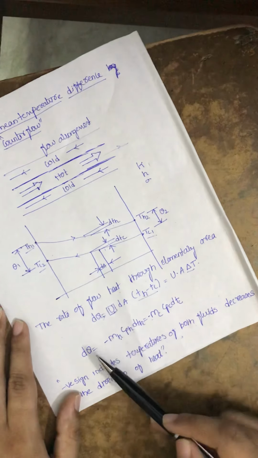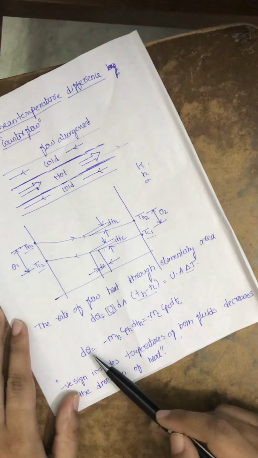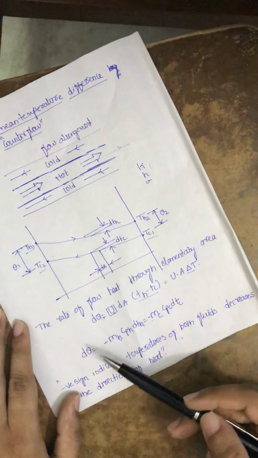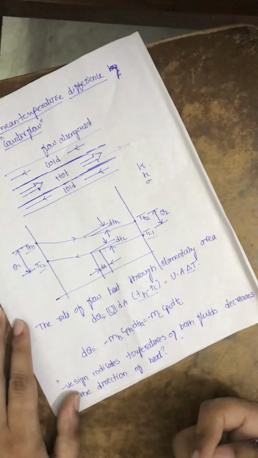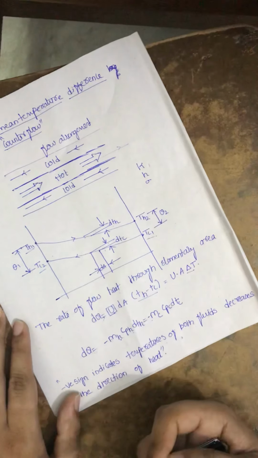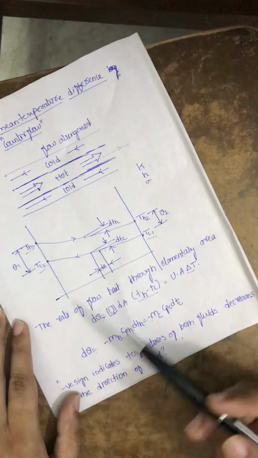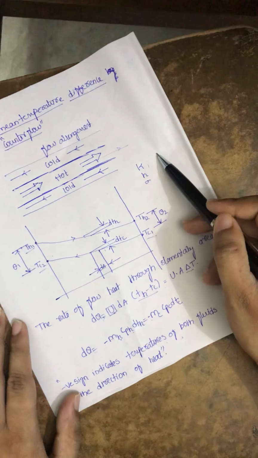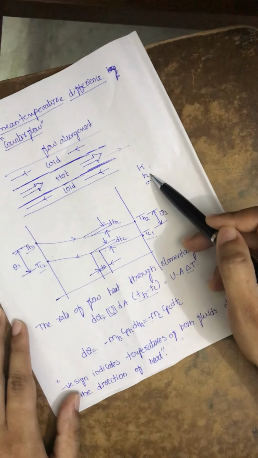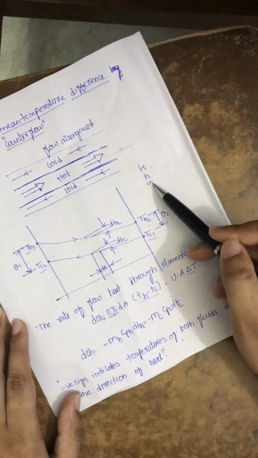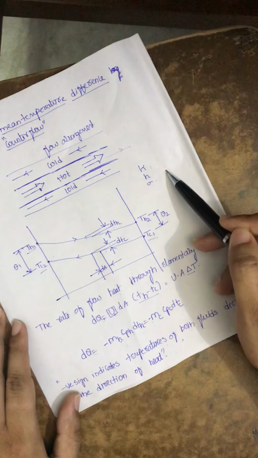We have three modes of heat transfer: conduction, convection and radiation. For conduction we write k A delta T, for convection we write h A delta T, and for radiation we write sigma A delta T to the power 4. So for conduction we have thermal conductivity, for convection we have the heat transfer coefficient, and for radiation we have the Stefan-Boltzmann constant.